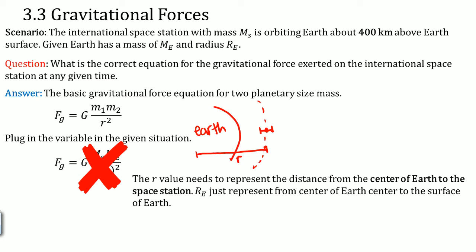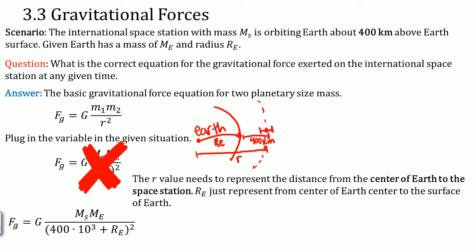However, the RE here just represents the distance from the center of Earth to the surface of Earth. So that is just RE. It is missing the rest. It is missing the 400 kilometers. So the entire distance between them is RE plus the 400 kilometers.